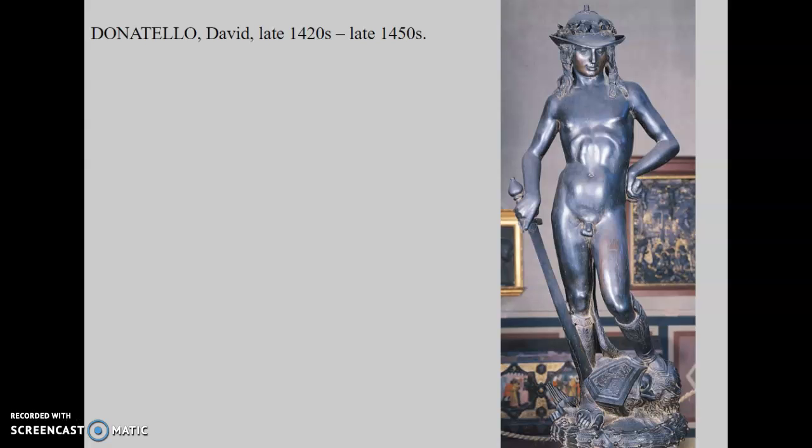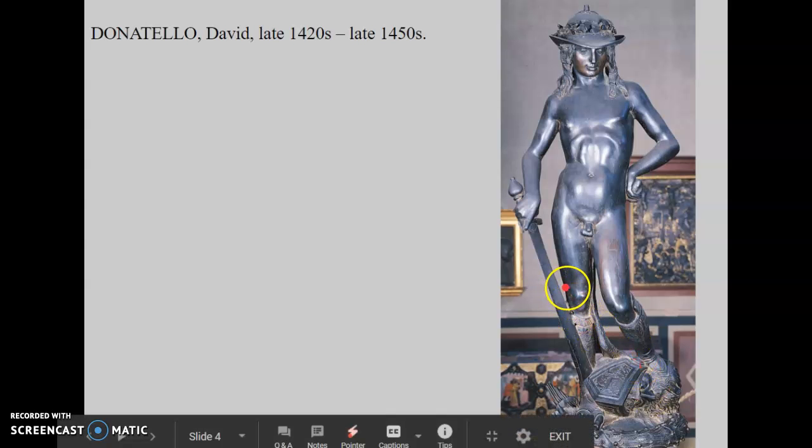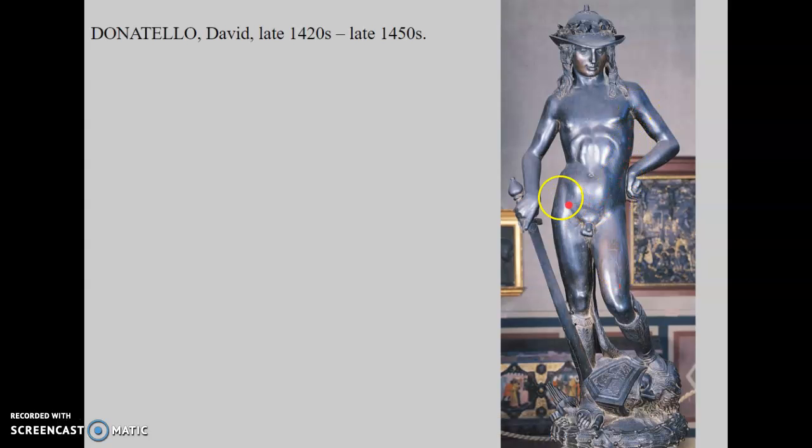Contrapposto is a naturalistic standing position that reflects the movement and the weight is actually distributed in the body as we stand. So we see him with one straight or locked knee, one relaxed knee, and we can see a tilt of the hips and the pelvis here as well to reflect that movement in the body.